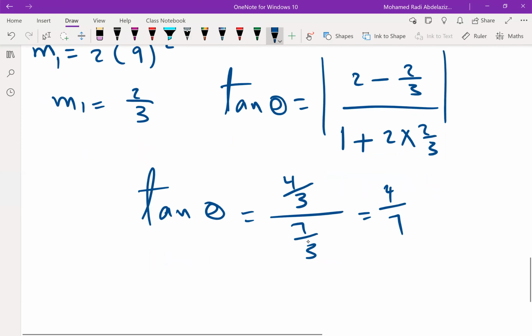When you use your calculator, shift tan of 4 over 7, and write your answer correct to 3 significant figures. So the answer will be 29.7. Theta is equal to 29.7 degrees. Second part.